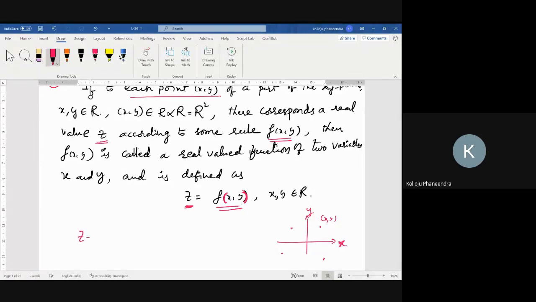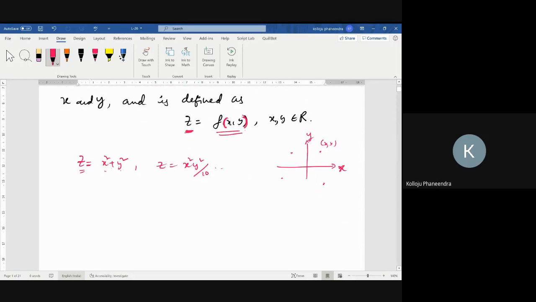For example, if I consider z equal to x square plus y square, this is some rule: the sum of the squares of x and y, and I am denoting z as another real number. Or z equal to something like x square y square by some 10. That means x and y are connected by some rule and it gives another real number z. Then z is called a function of two variables x and y. And x and y are called independent variables, and z is the dependent variable. You know this. In general, this is a function of two variables.